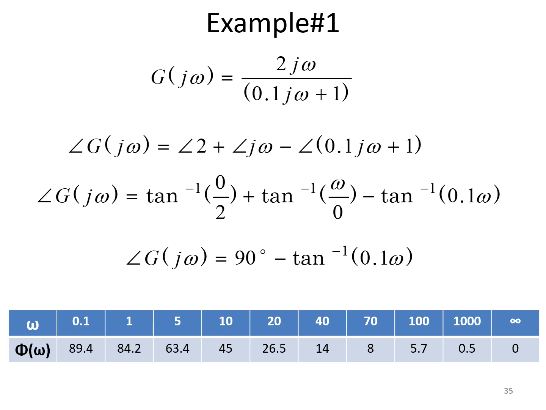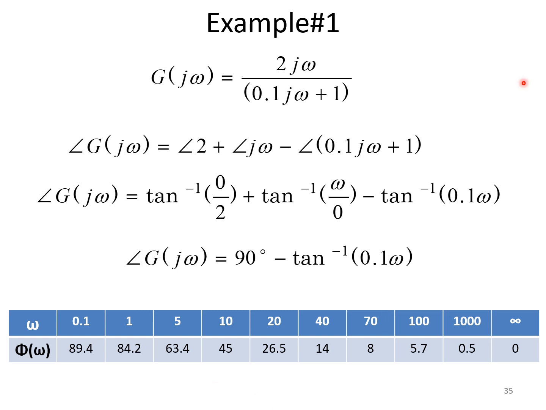Now I will take different values for omega in a decade and find out the phase angle value. I am starting with omega equal to 0.1, where the angle is 89.4. For 1 it is 84.2, and for 5 it is 63.4. If omega is equal to 10, phi of omega is 45 degrees. For 20 it is 26.5. For 40 the angle is 14. For 70 it is 8. For 100 it is 5.7. And for a decade beyond that, at 1000, the value is 0.5.